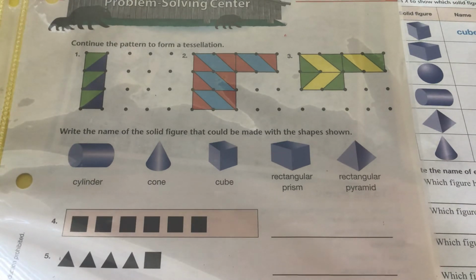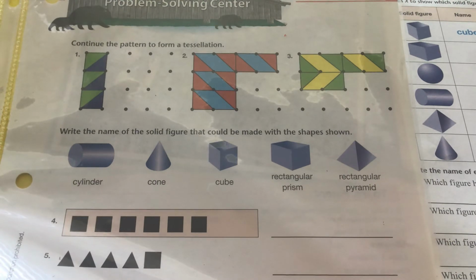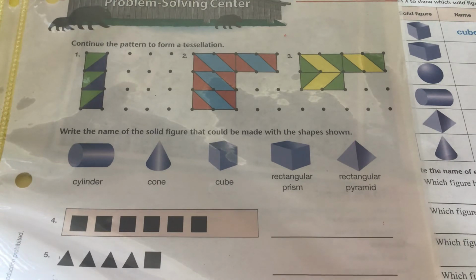This one we are just looking at patterns. So if you want to pause the video and go ahead and do the top, they want you to continue the pattern. It would be helpful if you had markers or crayons because some of the pattern obviously involves colors too. So if you want to stop the video, go grab your supplies and come back and then hit resume.